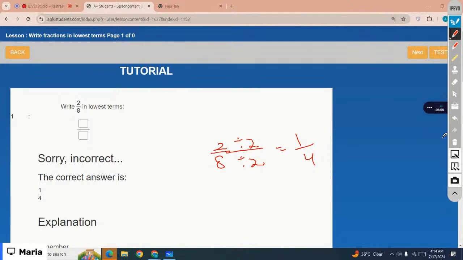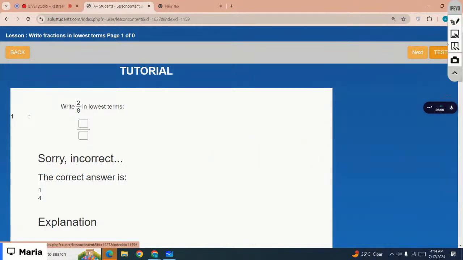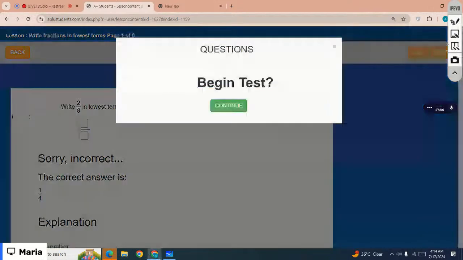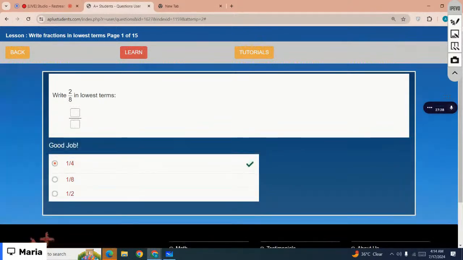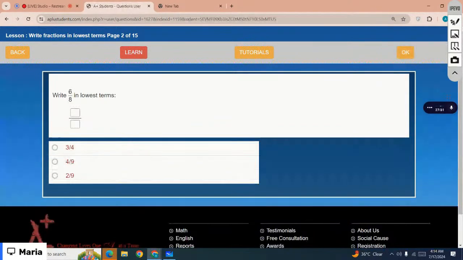Let's start with the test questions. Let's see how we write the numbers in the lowest form. 2 by 8 in the lowest form, which is the correct option? Yes, that is 1 by 4. Option number 1 is the correct option. Now write 6 by 8 in lowest terms. Which is the correct option?